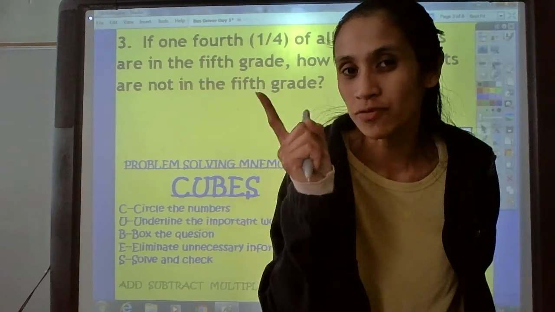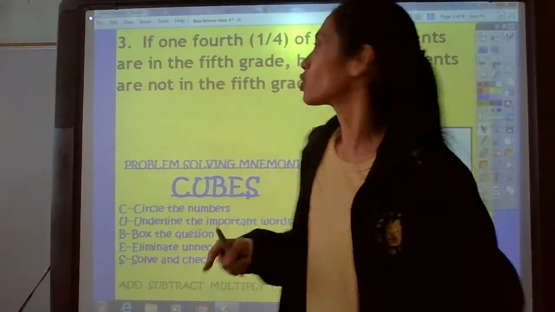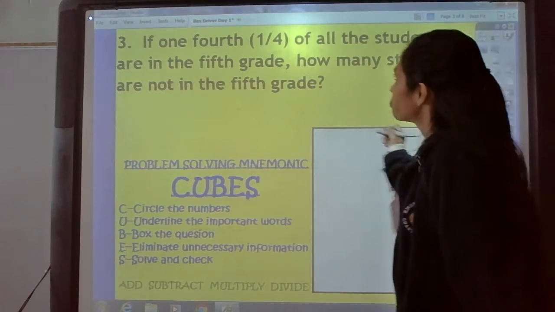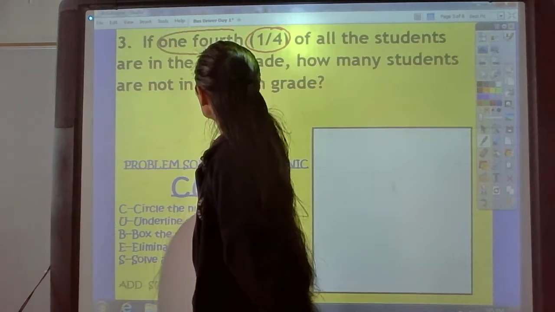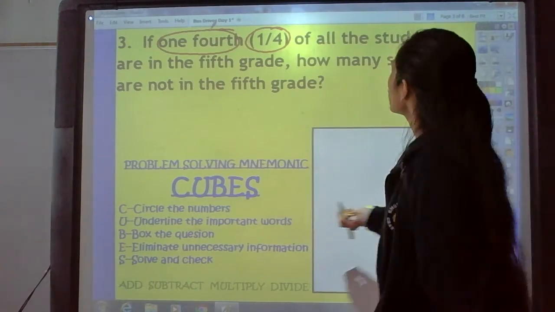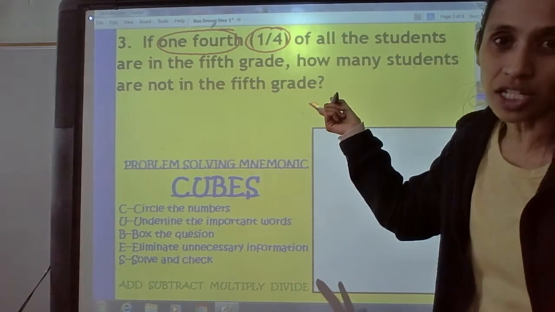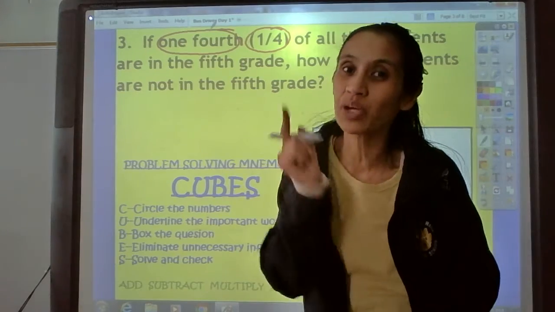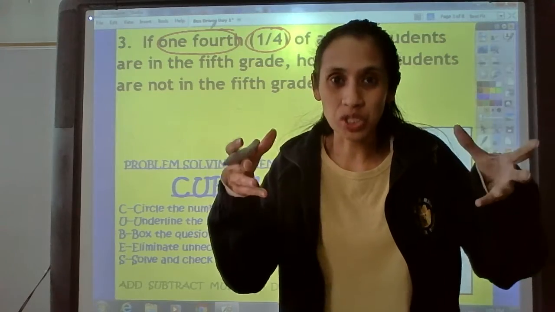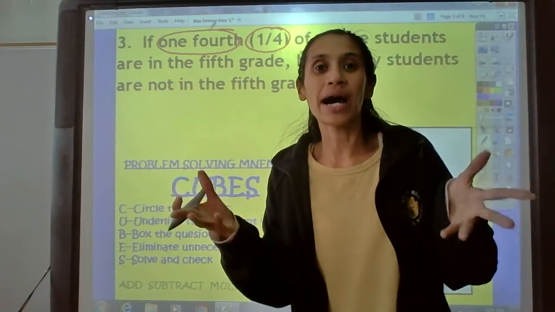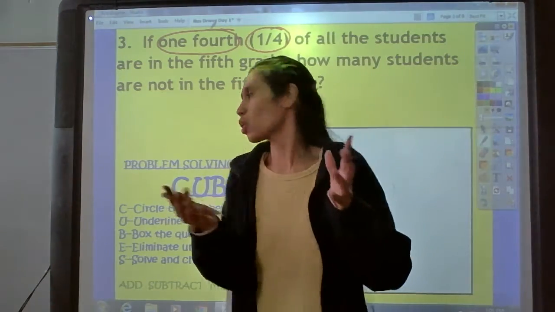So the first step, what's the first step? It is the C step. It is circle the numbers. Help me circle the numbers. What numbers do we see? Bam, 1/4. Oh, 1/4, that's a number too, right? Even though it's in word form, that's a number. Any other numbers you see? Okay, 5th grade, that's a number. Now, it's not a number that we are going to use to solve the problem. It's more like a number of information. It's information for the problem, not to help you solve the problem. Well, yeah, we need it, but you get what I'm saying. All right, so we're done with that.